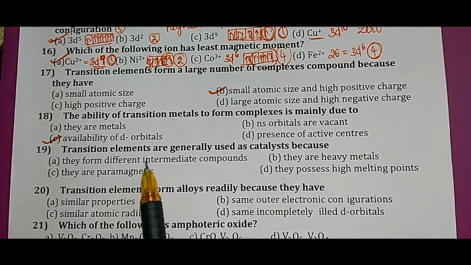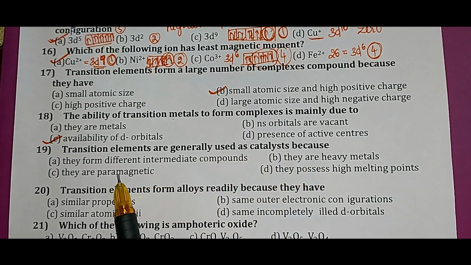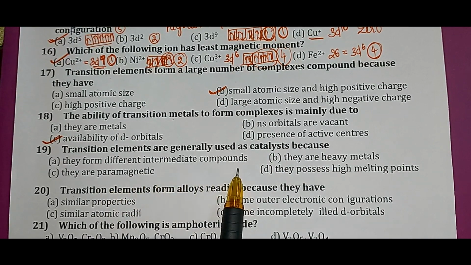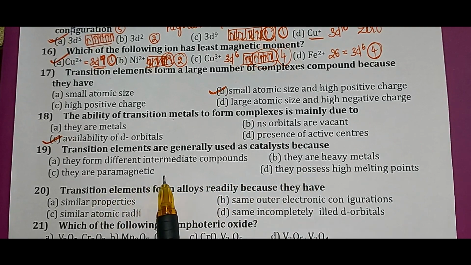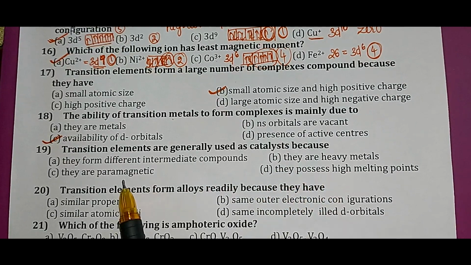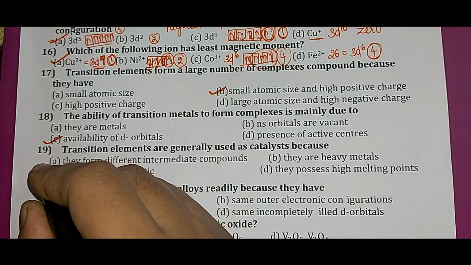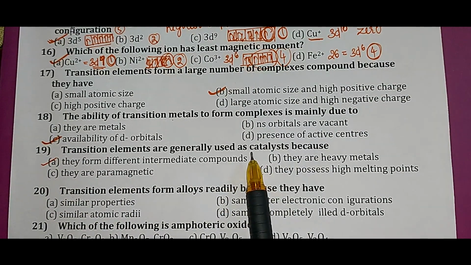Question number 19. Transition metals are generally used as catalysts because the options given are: A, they form different intermediate compounds. B, they are heavy metals. C, they are paramagnetic. Option D, they possess high melting point. So the correct answer is they form different intermediate compounds, and since they form different intermediate compounds with different oxidation states, they are used as catalysts.